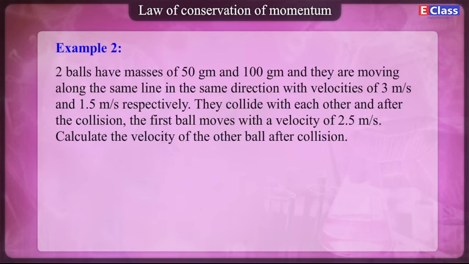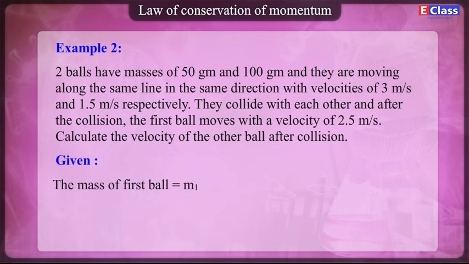Example 2. Two balls have masses of 50 grams and 100 grams and they are moving along the same line in the same direction with velocities of 3 meters per second and 1.5 meters per second respectively. They collide with each other and after the collision, the first ball moves with a velocity of 2.5 meters per second. Calculate the velocity of the other ball after collision.